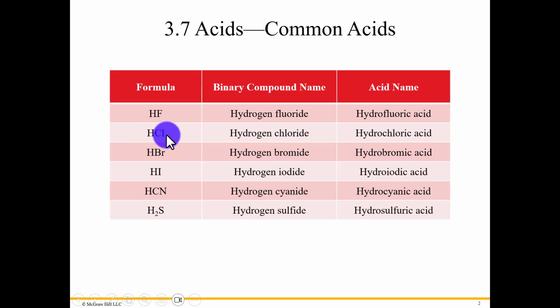This is hydrochloric acid, hydrobromic acid, hydroiodic acid, hydrocyanic acid, etc., and hydrosulfuric acid. So this is how we name acids that do not contain any oxygens. Once again, you can print this and have it handy, but it would be nice just to remember what the rules are for naming those acids that do not have oxygen.